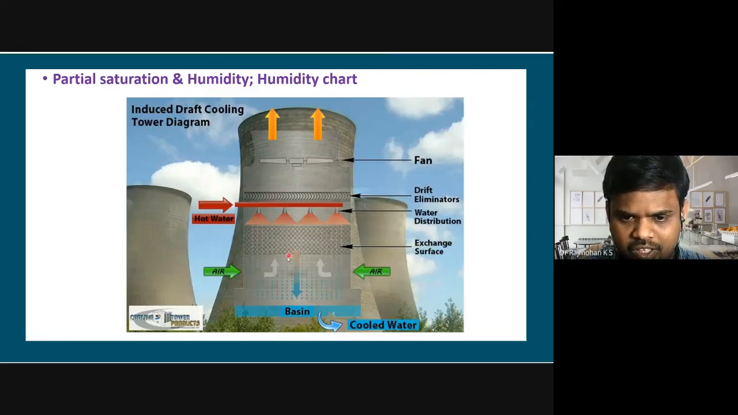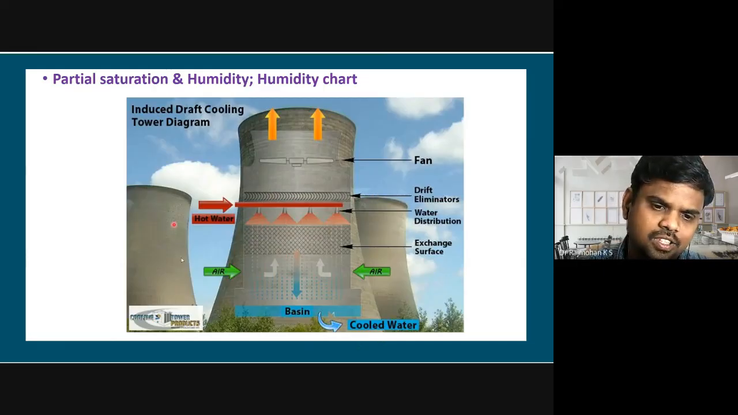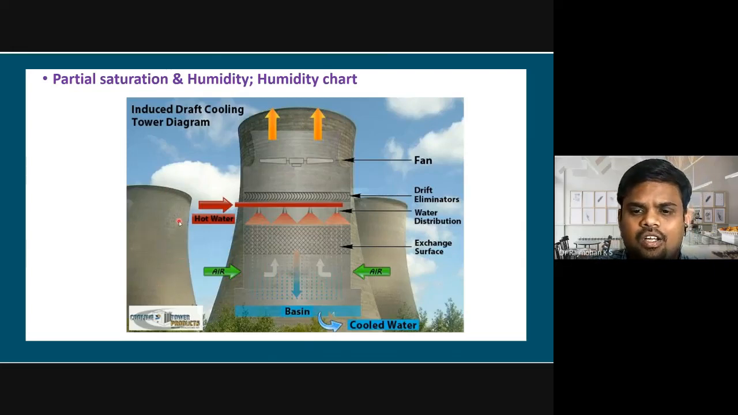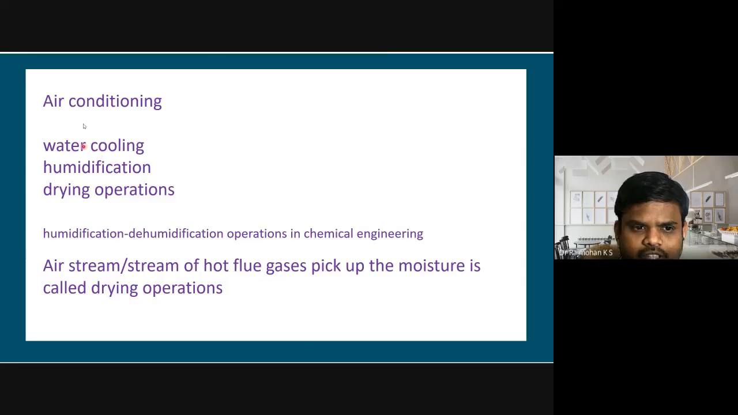Whatever moisture it is trying to carry will be eliminated using drift eliminators. Okay, so this type of tower, this type of building, whenever you come across in any power plant or any chemical industry, these are cooling towers. Okay, so we have seen that air conditioning, in case of water cooling, humidification, and particularly drying operations also, this thing is to be done.